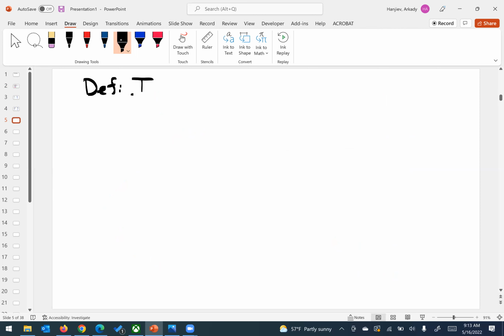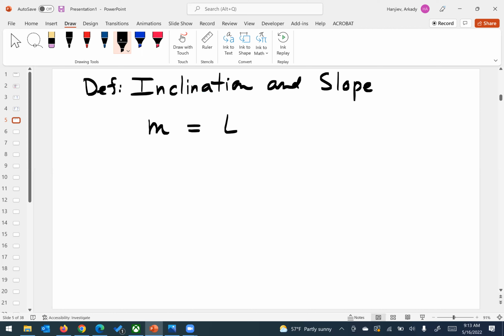So the inclination. It's the connection between the inclination and the slope. What is the connection? It's like this. M, we know what M is. Everybody knows what M is. The slope of a line is equal to the tangent of the angle.